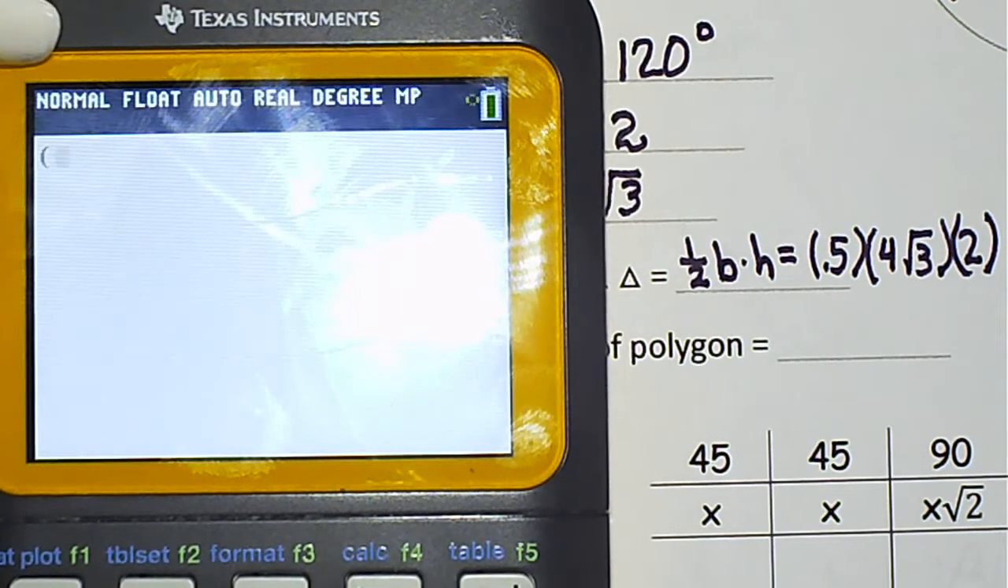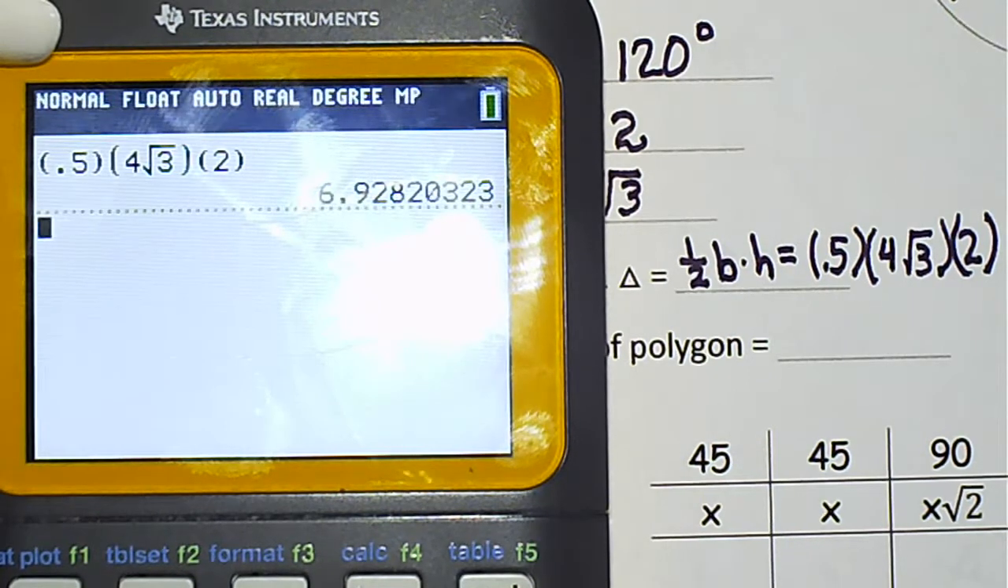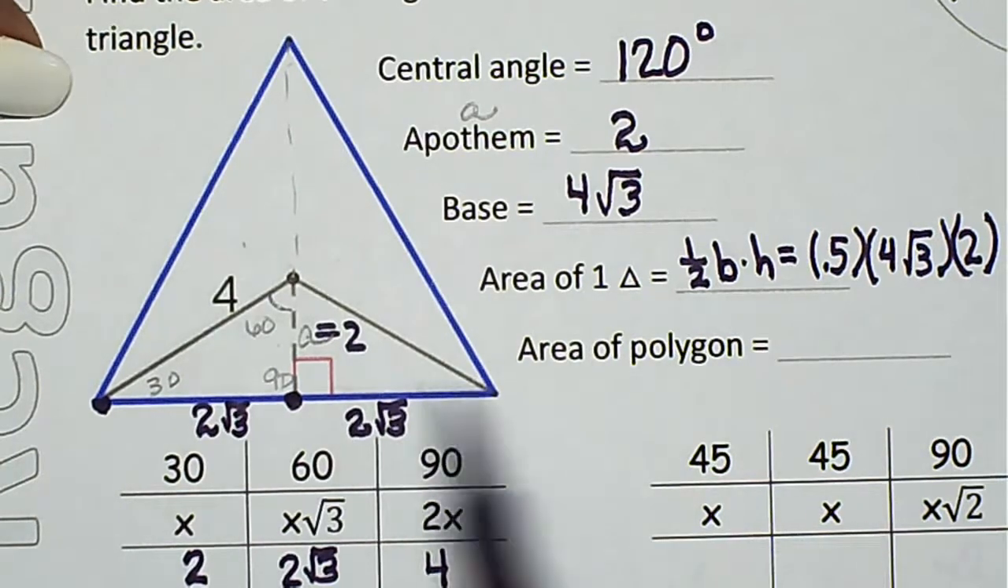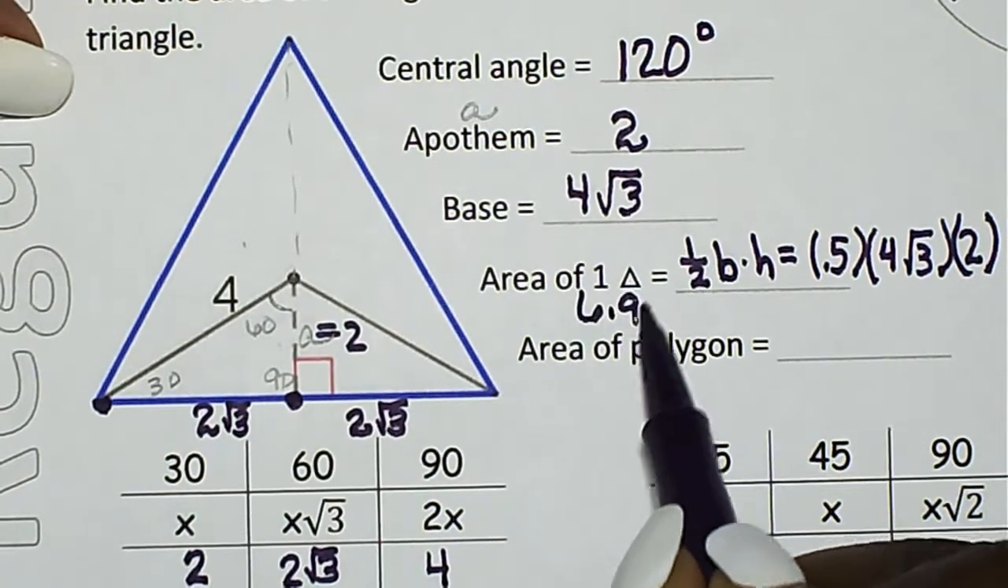Let's put it in parentheses. 0.5 times 4 square root of 3 times 2. We get 6.928. So the area of one triangle is 6.928.